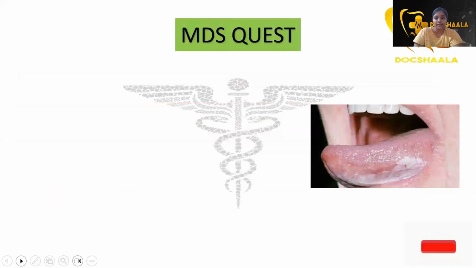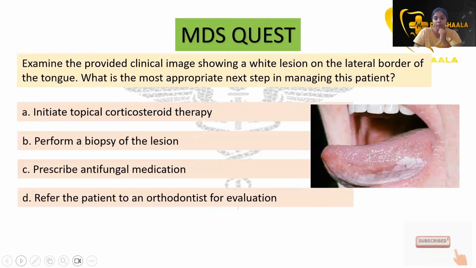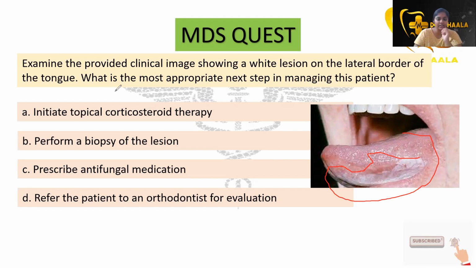Then here is one more lesion. Most often when they give leukoplakia, they give a lesion on the tongue because this is the most prevalent area. Examine the provided clinical image showing a white lesion on the lateral border of the tongue. What is the most appropriate next step in managing this patient? Since we can arrive at this, it is a leukoplakic lesion. So what will be the next step in managing? Initiate topical corticosteroid therapy, perform a biopsy, prescribe antifungal medication, or refer the patient to an orthodontist for evaluation.